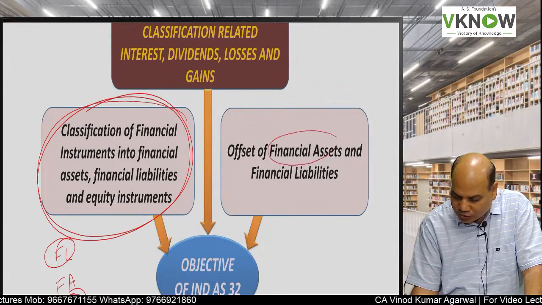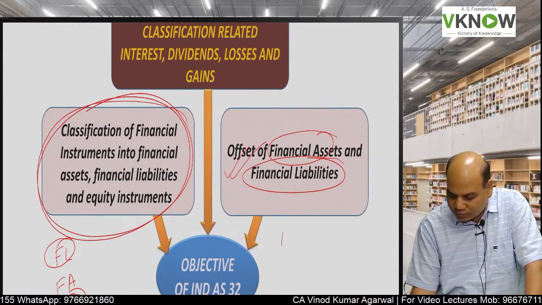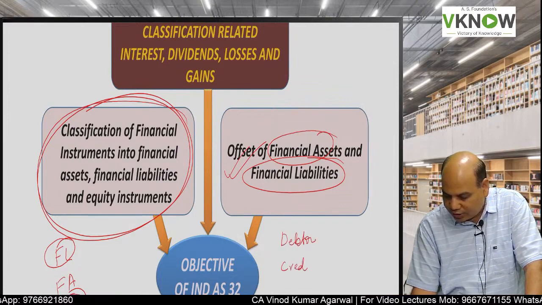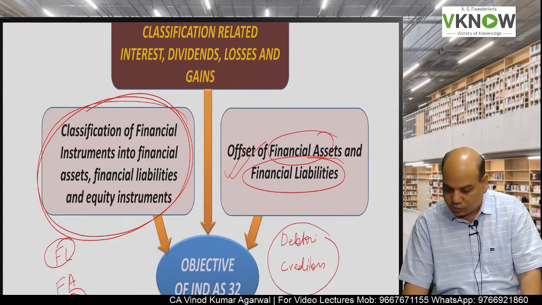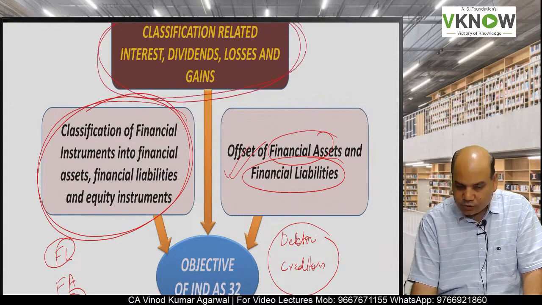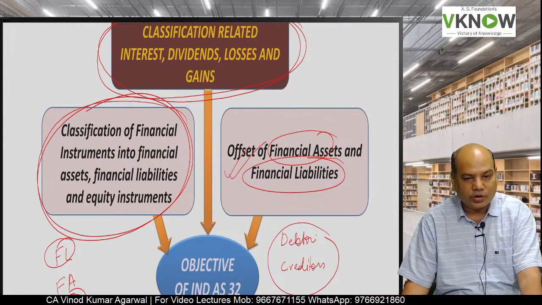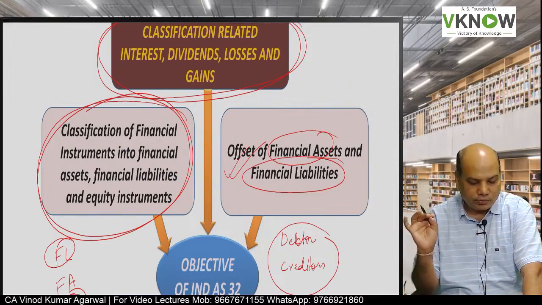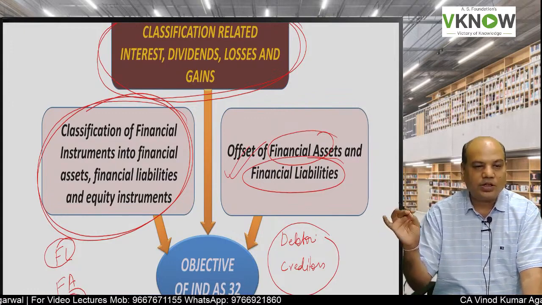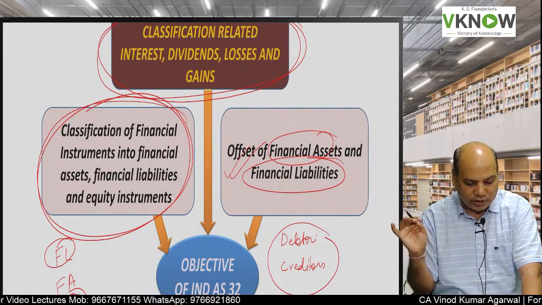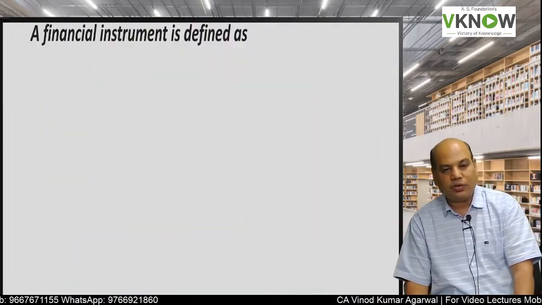Then the next is, can financial asset and financial liability be offset for presentation purpose in the balance sheet? For example, can debtor and creditor be shown net of each other in the balance sheet? That is the question we will discuss. And then this standard also deals with the treatment of interest, dividend, gains and losses in the financial statement. So, our objective is whether a financial instrument is financial asset, financial liability or equity, whether financial asset and financial liability can be set off against each other for presentation purpose, and third is, what will be the treatment of interest and dividend, gains and losses in the profit and loss account and SOCIE.